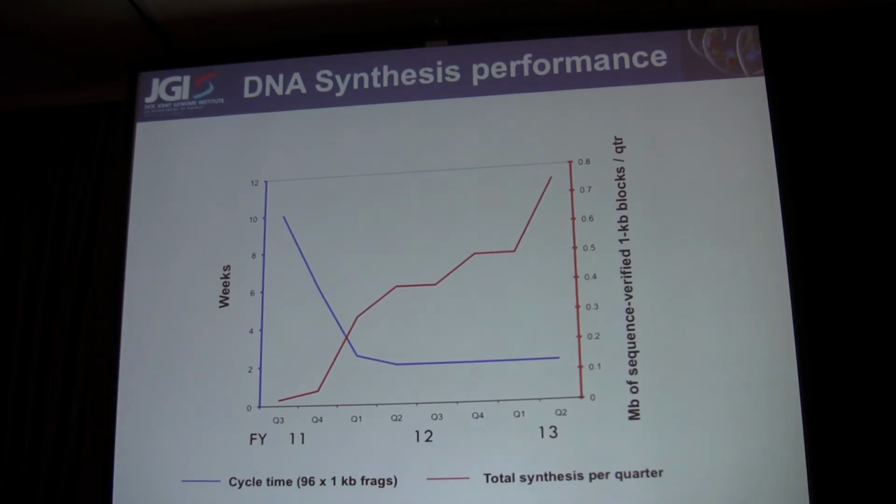So this chart here gives a little bit of the evolution of how our pipeline has progressed over the last couple of years. So the red line here shows you our output per quarter in terms of sequence verified 1 kb fragments, and in the last quarter we did about 700 kb of synthetic DNA, and we're hoping to reach about a megabase per quarter in the next quarter. And the blue line shows our cycle time, and again this is for the short 1 kb fragments, and now it takes us about 2 weeks to process a batch of 100 to 200 1 kb fragments.